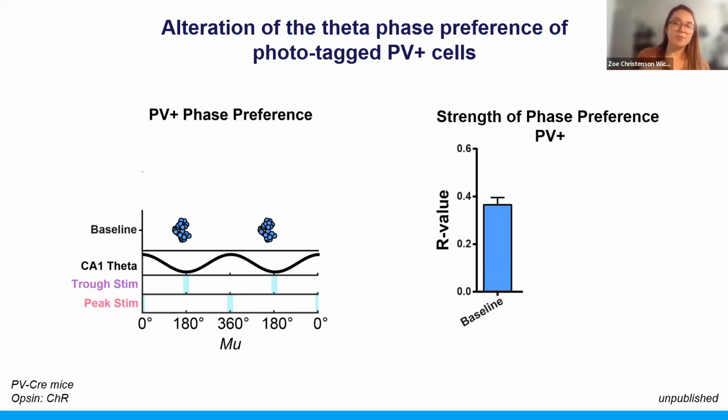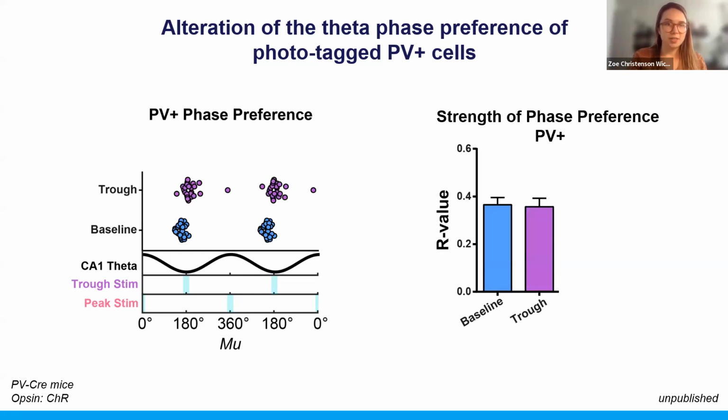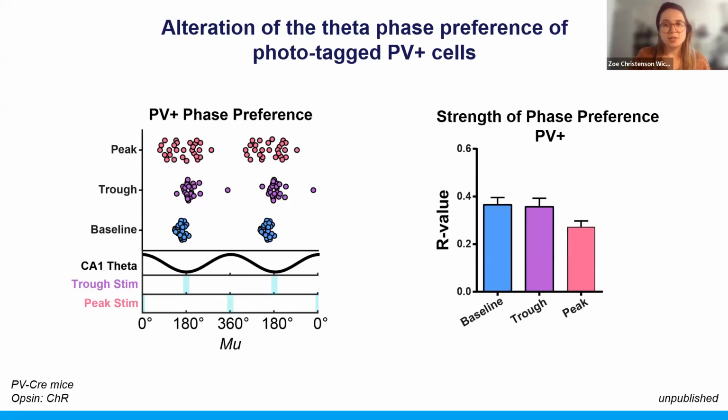So we were curious if our phase-specific manipulation could alter their firing phase as well. And when we did the same manipulations in animals that had opsin expressed in these PV cells, we saw that trough stimulation didn't really change, but perhaps just tightened the phase preference of these cells a little closer to the true trough. But when we did peak targeted stimulation, we saw that it was much less effective at actually changing the mean firing phase of these neurons as compared to the somatostatin expressing cells.